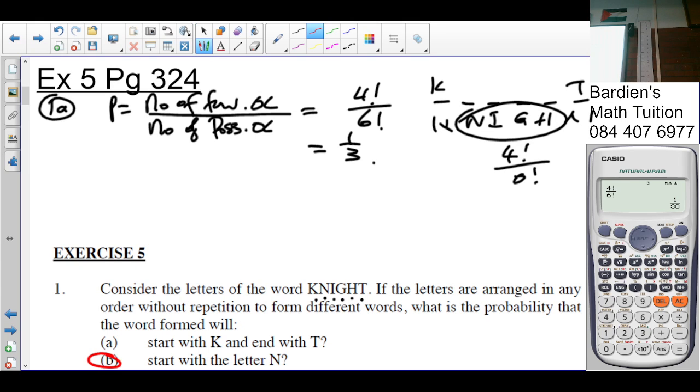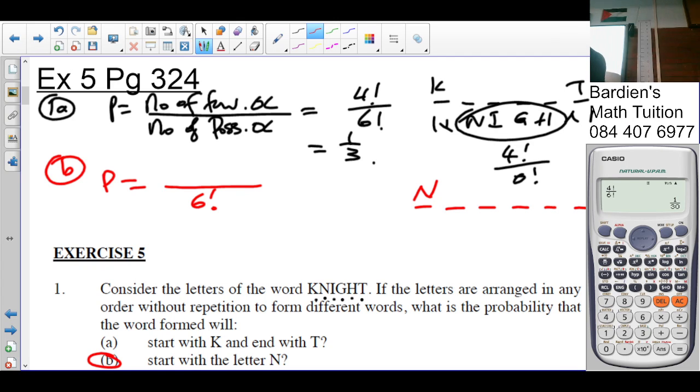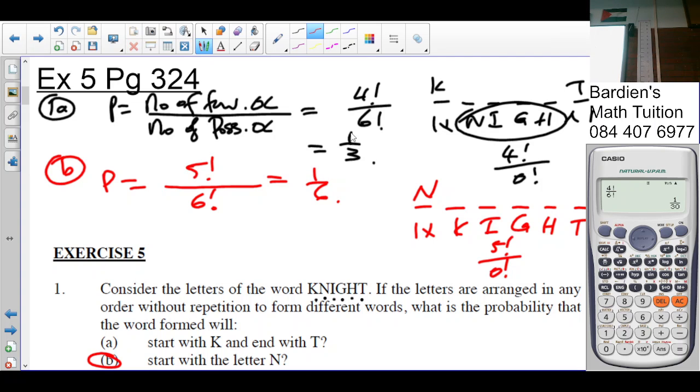In B, they want to know starts with the letter N. So you start with the letter N, the possible outcomes is still 6 factorial, not so? If it starts with the letter N, we are left with K, I, G, H, T. There's 1 times, and how many letters are here? 5 factorial over repeated letters, 0 factorial. So it's 5 factorial over 6 factorial, which is 1 out of 6. Do you guys understand?